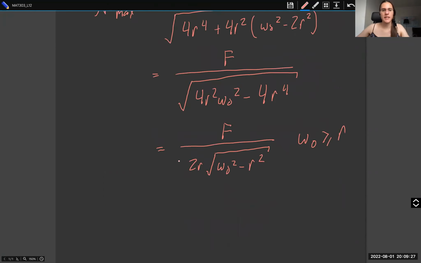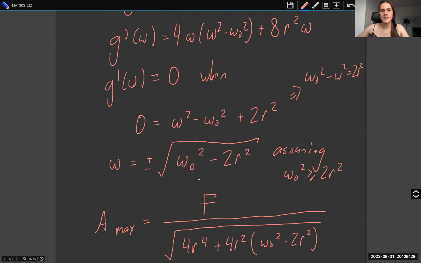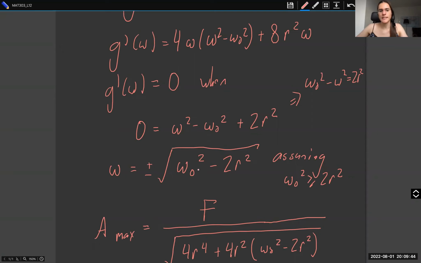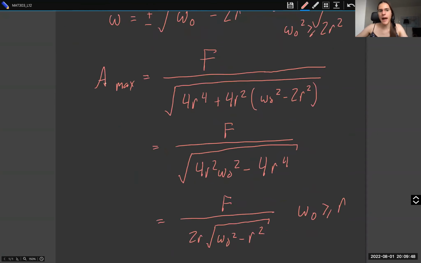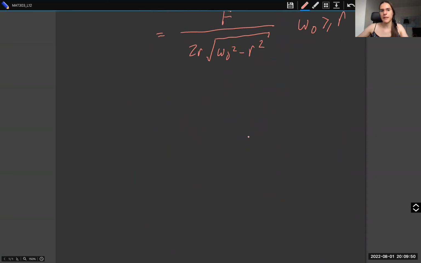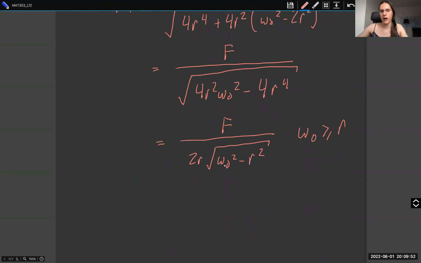So what do we discover? We discover that the maximum occurs at a different thing. So the resonant frequency is different. But the resonant frequency will not make it go to infinity, because it's still a bounded motion. So you still have a maximum amplitude, right? But the maximum amplitude you can see as R becomes close to omega naught.